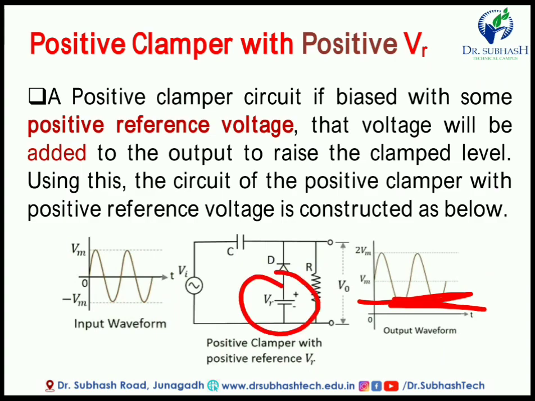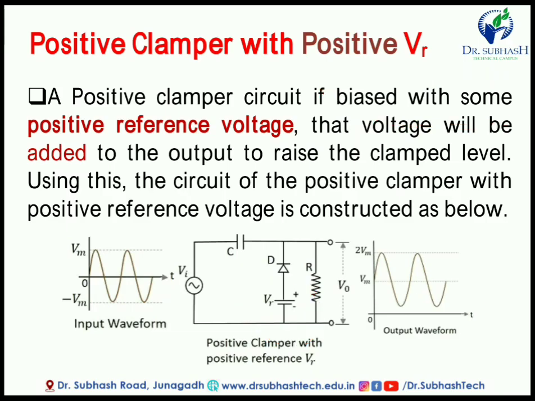According to this battery voltage, we add or remove this DC level. The positive clamper circuit is biased with some positive reference voltage. VR is nothing but the reference voltage. Then according to our reference voltage, our signal is added in the original input waveform.